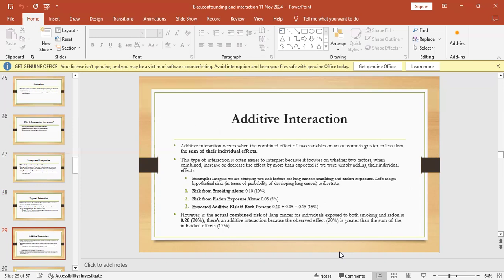The risk of developing lung cancer from smoking alone is 10%, as we are assuming, and the risk of lung cancer from radon exposure alone is 5%. So, what will be the additive interaction? It would be 15%, by adding 10 and 5%. However, if the actual combined risk of lung cancer for an individual exposed to both smoking and radon is 20%, then we say that the additive expectation is less than the observed effect.